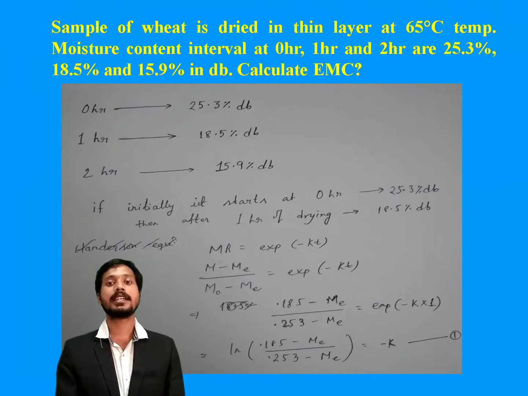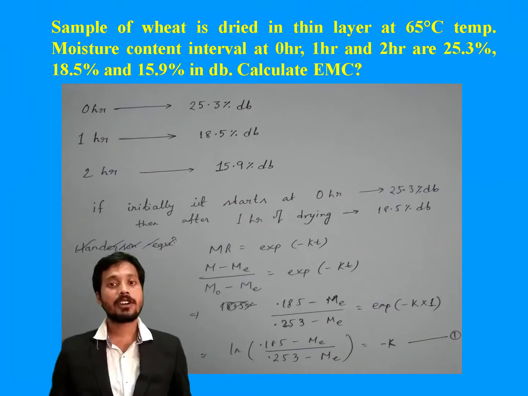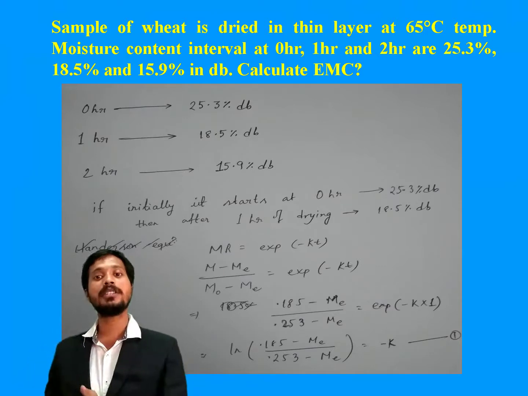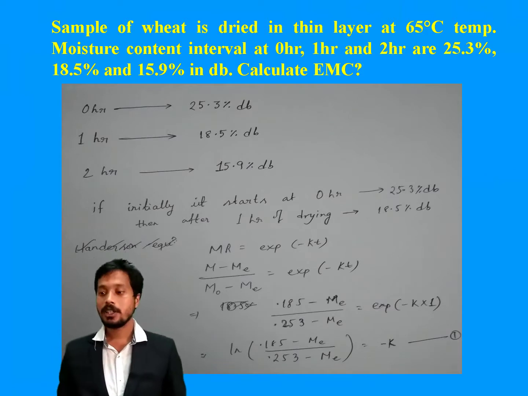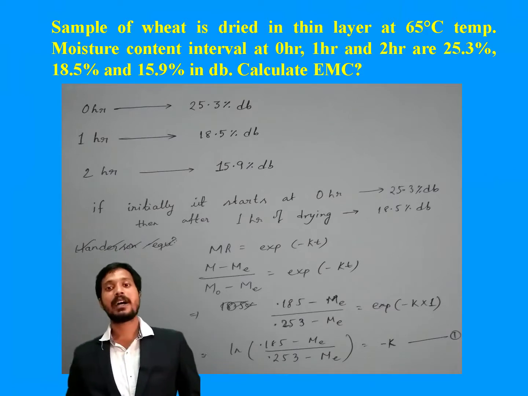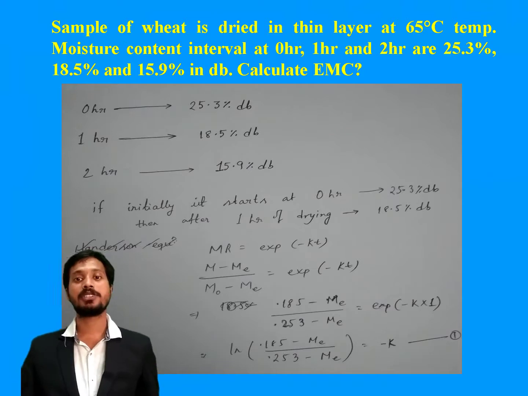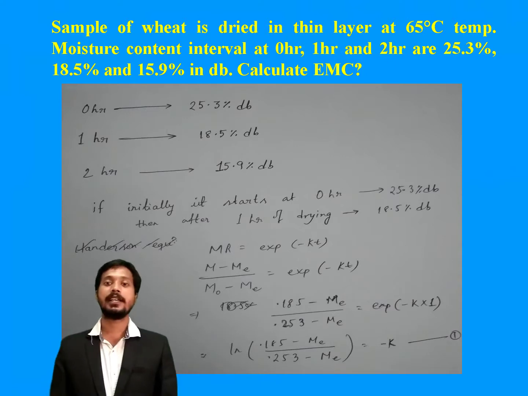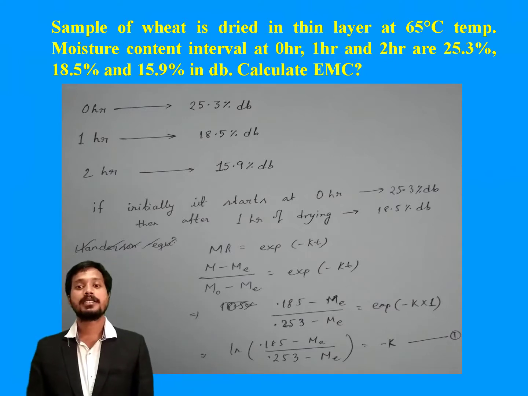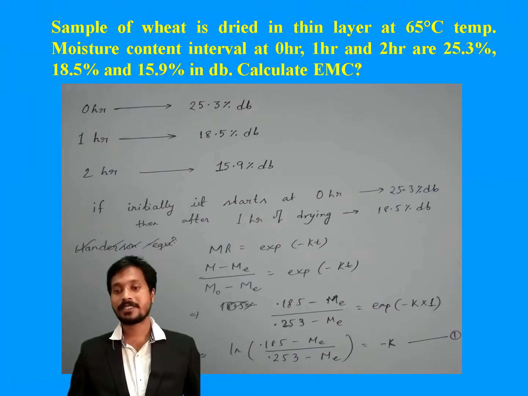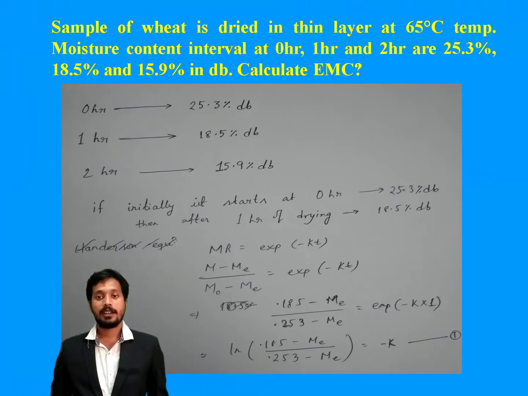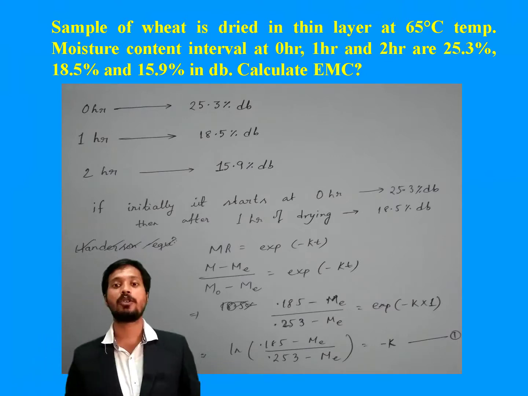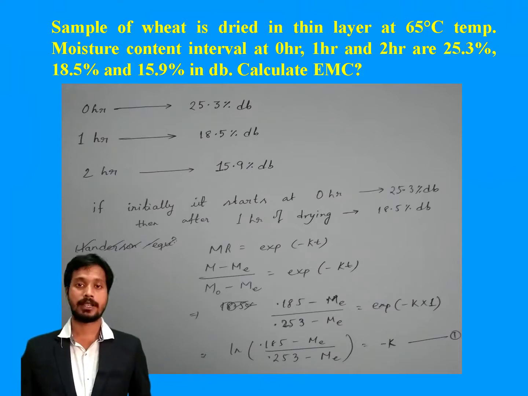So in exponential of minus kT, the drying rate constant we don't know, but T we know. How much is the time interval? From 0 hour to 1 hour means 1 minus 0, so 1 hour. So we can write 18.5 minus Me divided by 25.3 minus Me equals exponential of minus k into 1. In the next line, we take this exponential to the left hand side, so it becomes ln of 0.185 minus Me divided by 0.253 minus Me equals minus k into 1, or minus k.